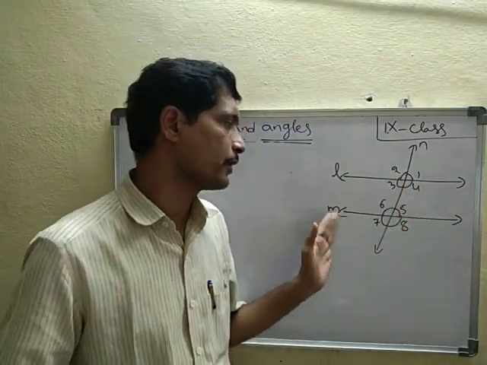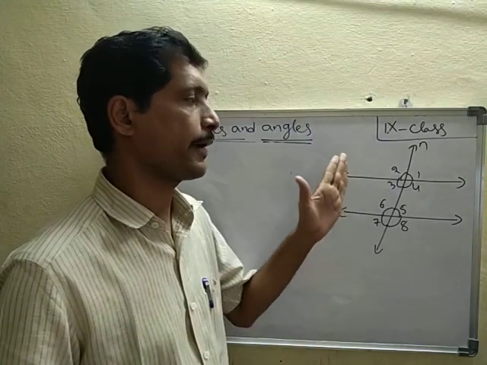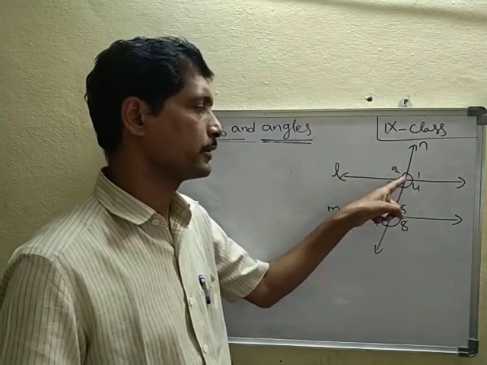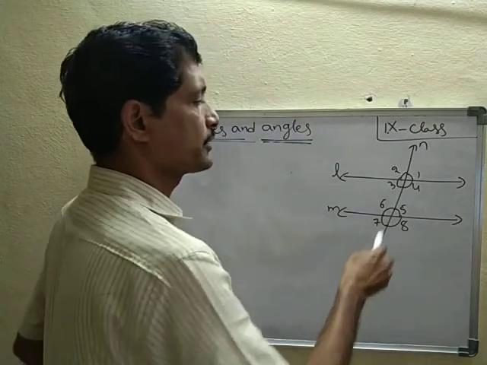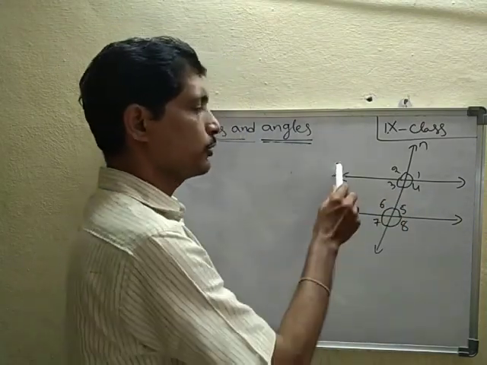Here, L and M are parallel to each other, and N is the transversal line. Transversal means the line touches two different points. Here one point, here one point. Therefore, that is called a transversal line. The distance between this point and this point is called the intercept. Here these two lines are parallel.